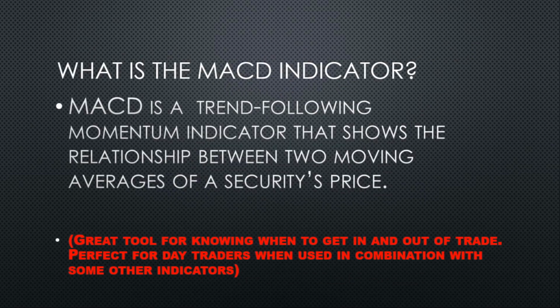So first things first, what is the MACD indicator? Well, to put it simply, the MACD indicator is a trend following momentum indicator that shows the relationship between two moving averages of a security's price. And what makes it so good is it shows you when to get in and when to get out of trades. And it's really useful if you're day trading or swing trading.